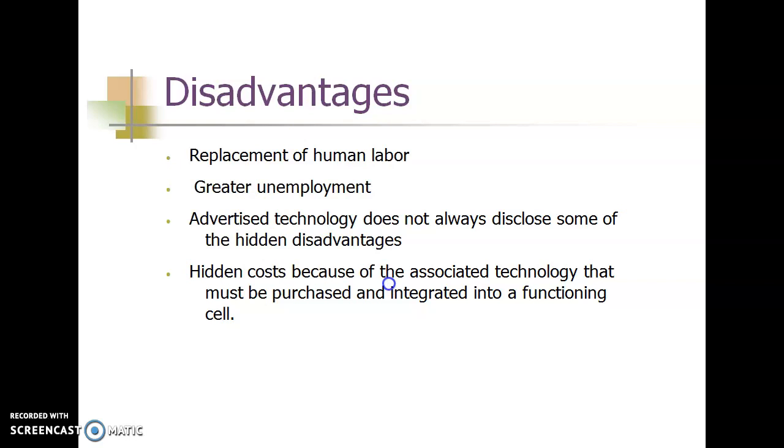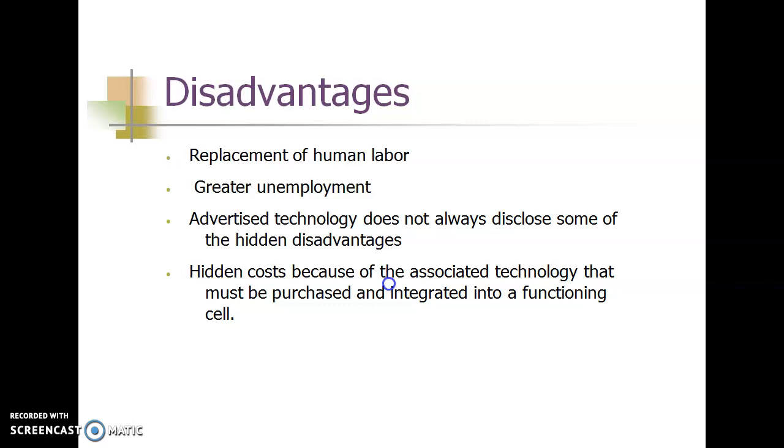So if you want to make a robot cell, you not only purchase a robot alone, but you have to purchase some other equipments to integrate the entire cell. So that will increase the cost. So these are all the disadvantages. The main disadvantage, as I used the term, is that it may lead to greater unemployment.